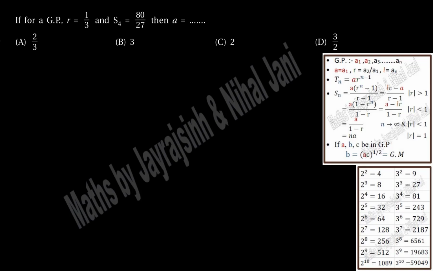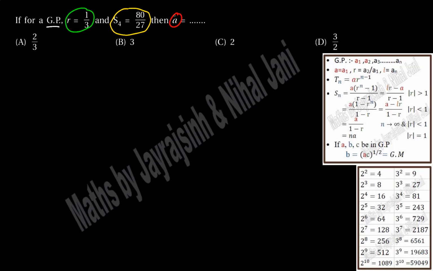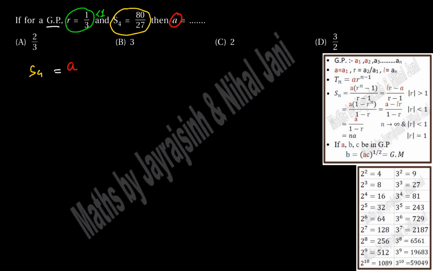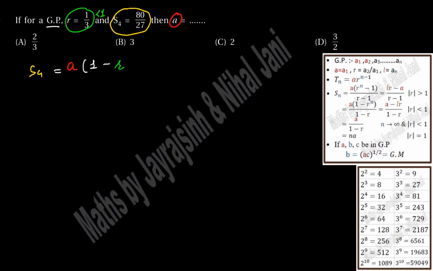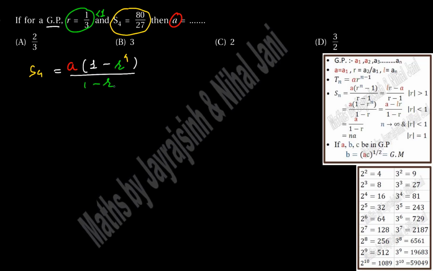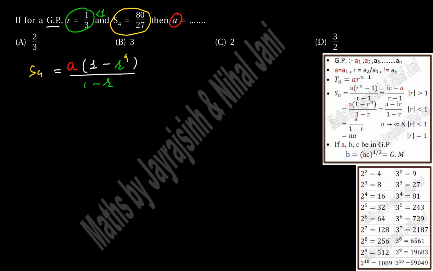In this MCQ, we have one GP where the value of R is 1 by 3 and we have S4, and we have to find the value of A. So, we should use the formula of S4. Here, your R is less than 1, so we can say your S4 must be A into 1 minus R raised to 4 upon 1 minus R.